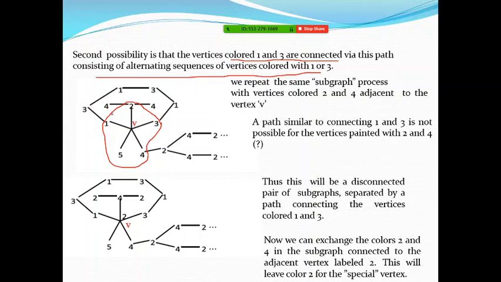So that path is there, between 1 and 3, and 1 and 3. Now the point is, last time we exchanged colors on this side, but now we can't exchange colors on this side, so no color is available. Now what is the next logic?